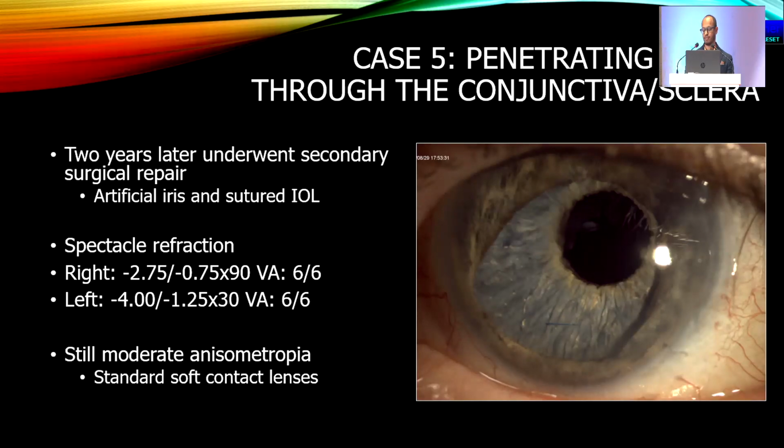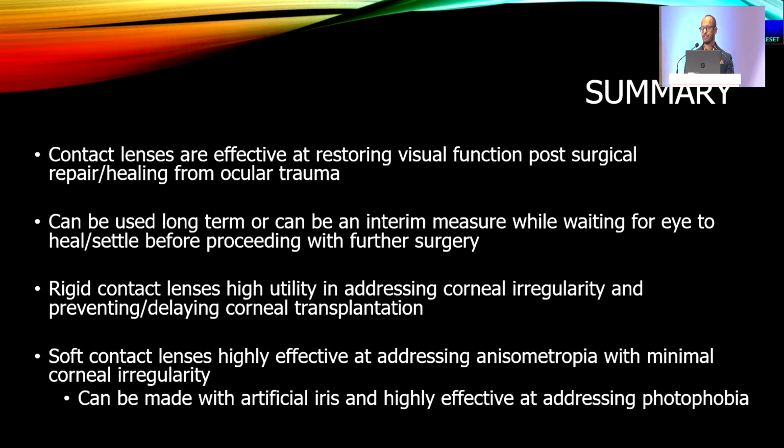So in summary, contact lenses are very effective at restoring visual function post-surgical repair or healing from ocular trauma, so they should be considered where possible because it is a very conservative approach and allows the patient to function normally. They can be used long-term as the primary form of visual correction or as an interim measure while waiting for the eye to heal or settle before having a secondary or tertiary surgery performed. Scleral contact lenses are highly useful in patients that have corneal irregularity, and they can prevent or delay corneal transplantation altogether. Soft contact lenses are highly effective at addressing anisometropia when there's minimal corneal irregularity, and they can have an artificial iris as well when there's an iris defect, which can be excellent at addressing photophobia.